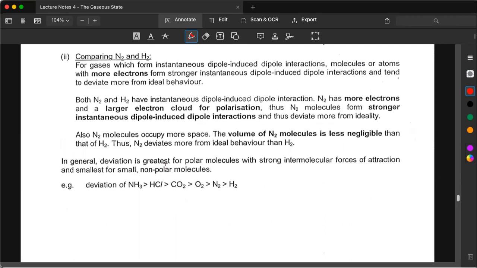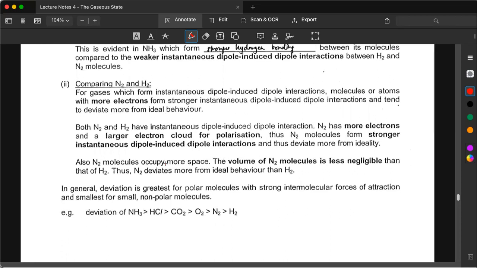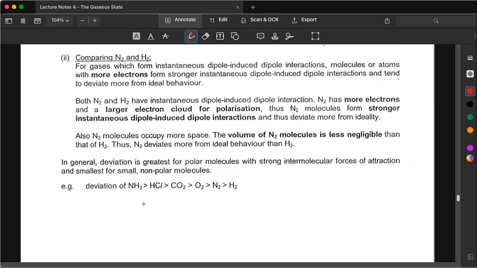In general, deviation is greatest for polar molecules with strong intermolecular forces of attraction and smallest for small non-polar molecules. So the deviation for ammonia will be greater because of this high polarity. Then we have HCl, CO2, O2, N2, H2, etc.